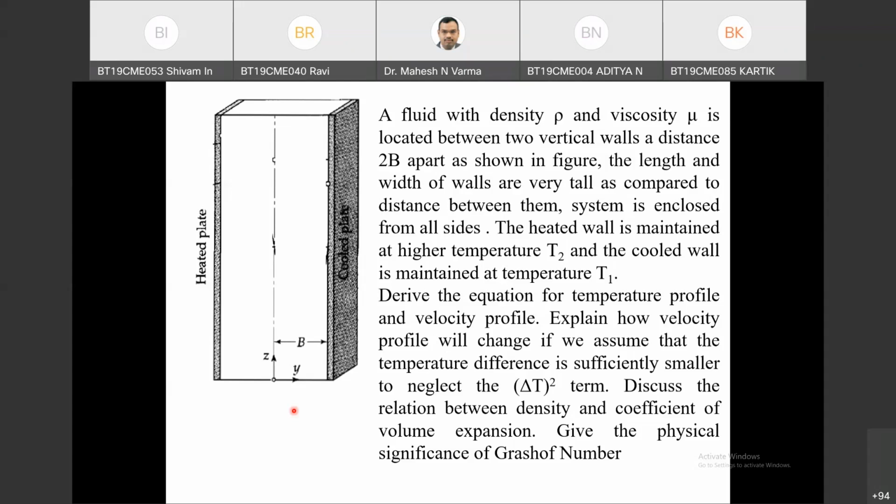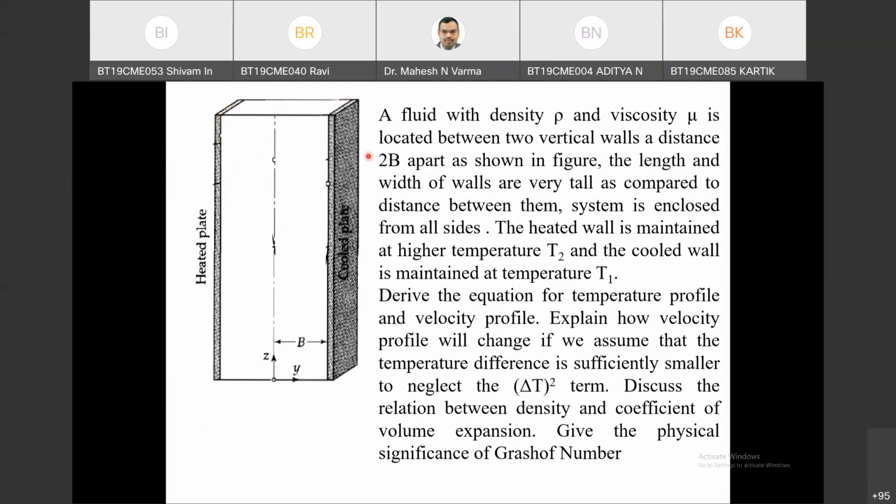Okay, today we are going to discuss this natural convection problem. A fluid with a density rho and viscosity mu is located between two vertical walls at a distance 2b apart, as shown in figure. The length and width of the wall is very tall as compared to distance between them. System is enclosed from all the sides. So this system is not open.